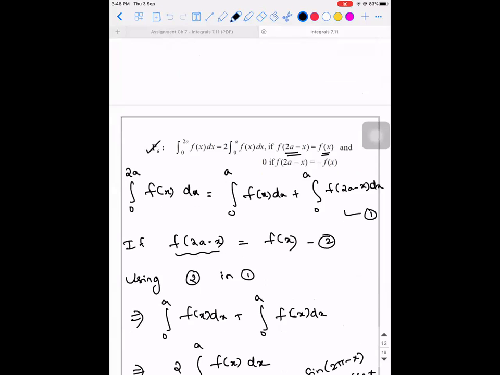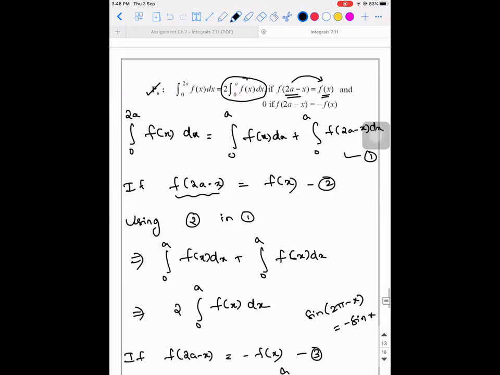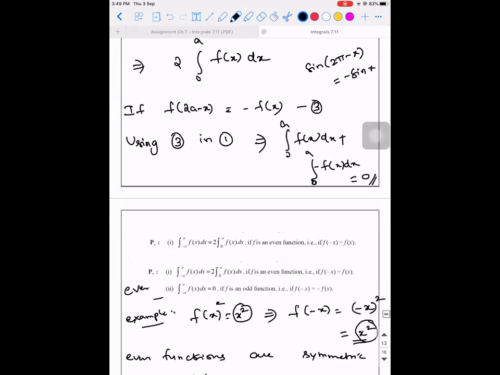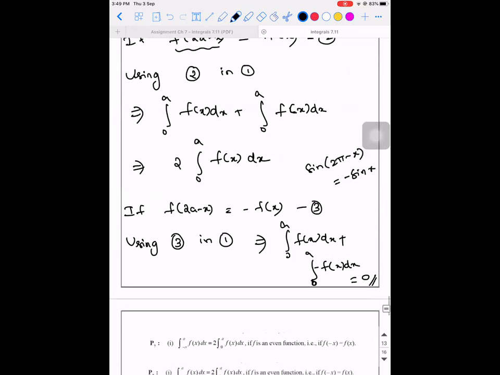What is it telling us? Integral of 0 to 2a f of x dx is equal to 2 times integral of 0 to a f of x dx under what scenario? If f of 2a minus x is equal to f of x. No. Here we don't apply even function, odd function. Even function, odd function is tested only for minus a to a, symmetric. Okay, don't get confused. That is why I'm stressing.